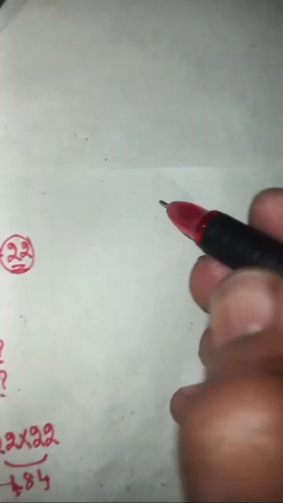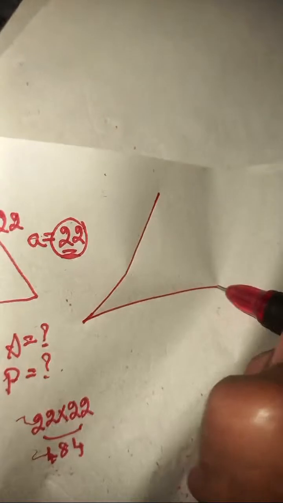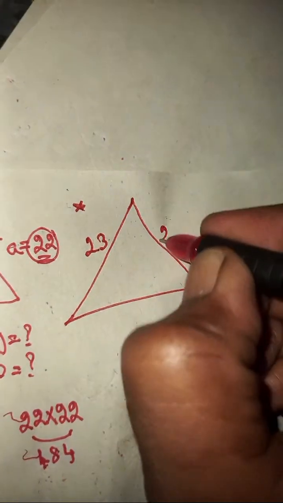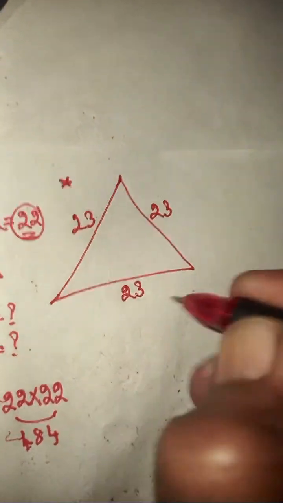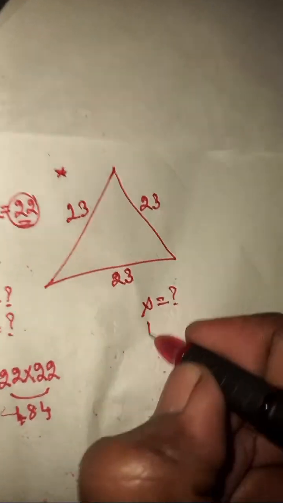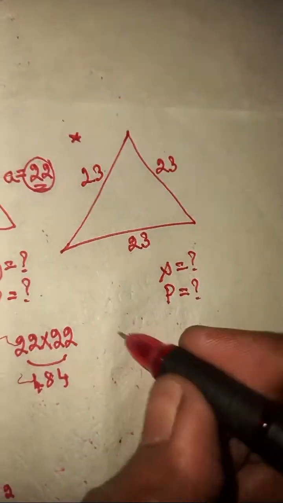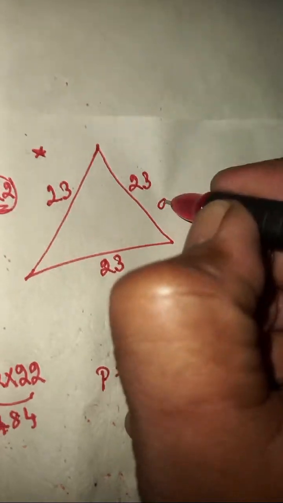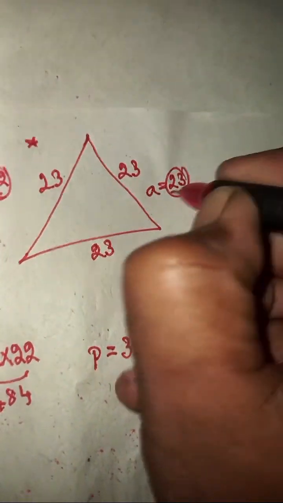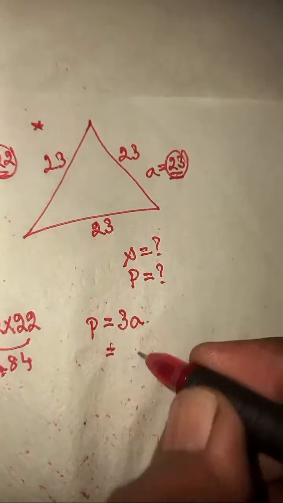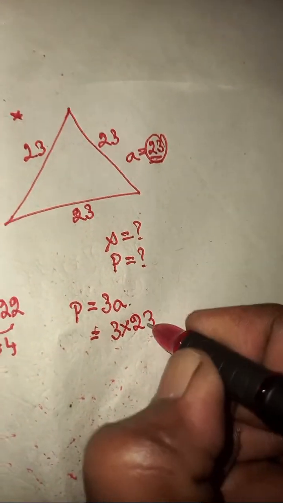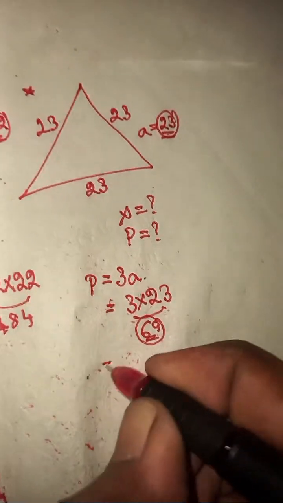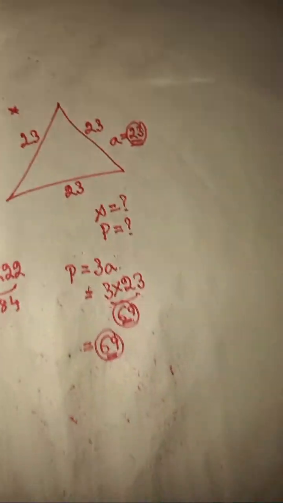And you're going to get another triangle. In this triangle, they have given all sides as 23 units. What's the area and what's the perimeter? You can find perimeter as 3 times the side length. Here side length a is 23 units. You're going to get 3 times 23 units. 3 times 23 is 69 units. So 69 units is the perimeter.